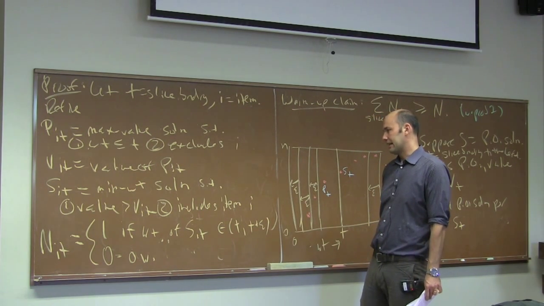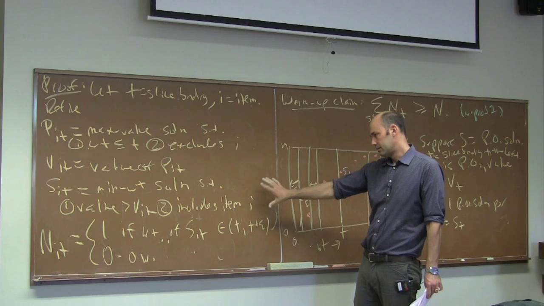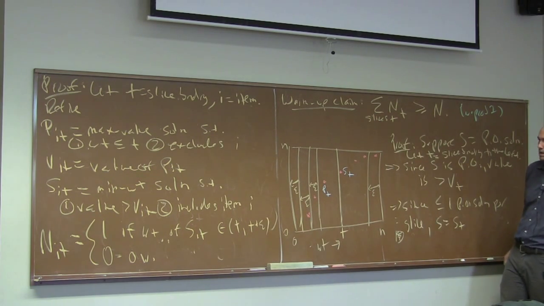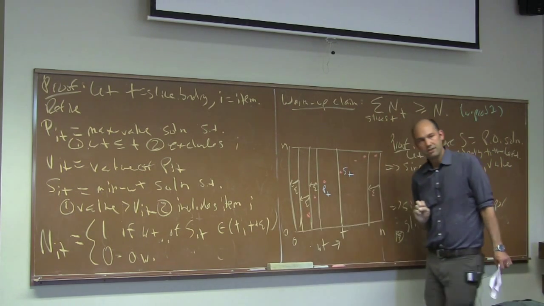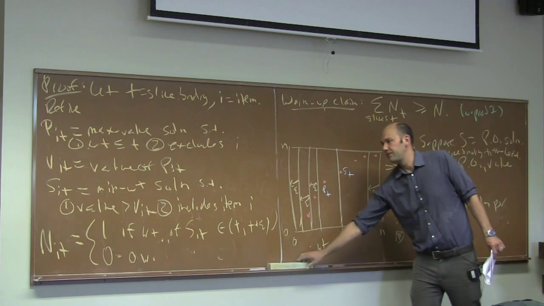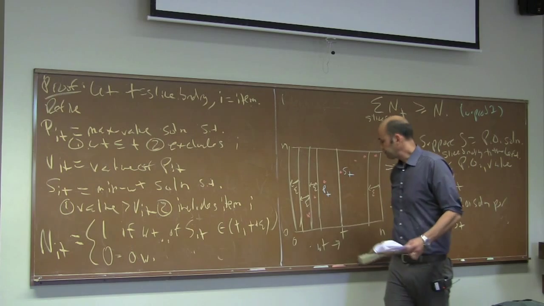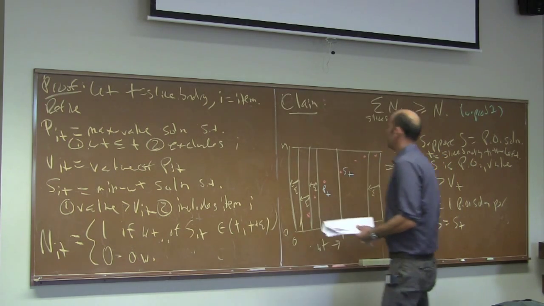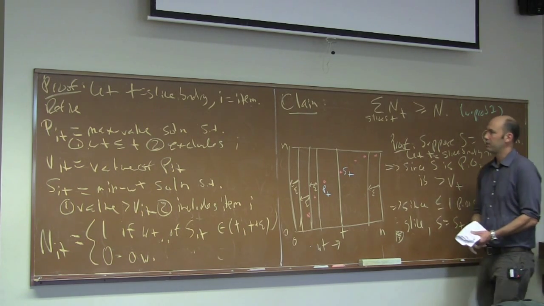So for PIT, we exclude item I. For SIT, we include item I. That's the key point. That's the key twist from last time. Now, instead of the warm-up claim, we're going to prove that we again have a legitimate counting, or rather overcounting, of the Pareto curve.